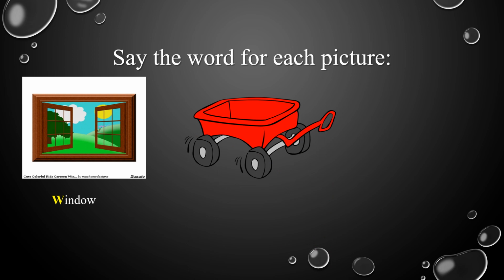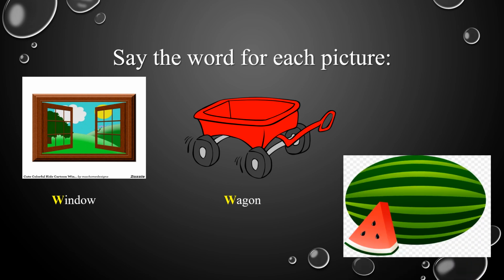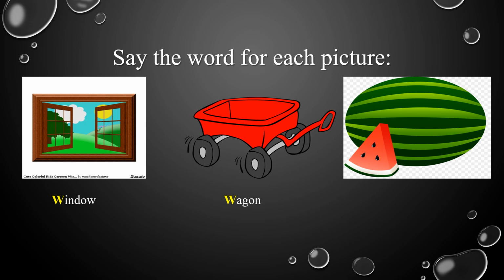Now let's take a look at the second picture. It's something we use to carry toys, food, and heavy things. What's this picture? Excellent. It's a wagon. Now let's take a look at the last picture. It's a very delicious fruit that we can eat in summer. What's this picture? Excellent. It's a watermelon.